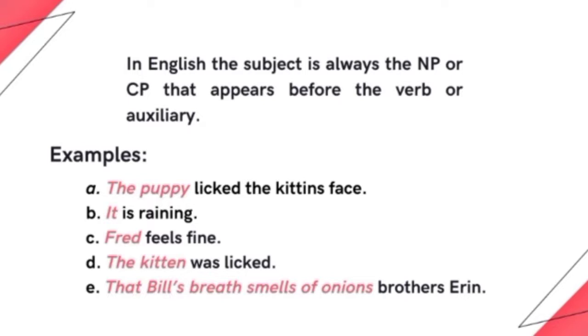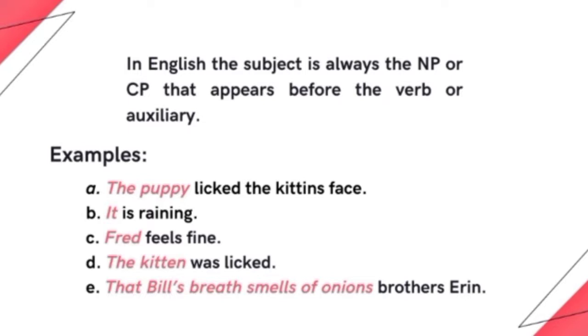Notice that the definition of subject is not a semantic one. It is not necessarily the doer of the action. Let's take a look at the letter C and letter G examples. Fred feels fine. Fred here is the subject, but Fred is not deliberately feeling fine. In letter G, the kitten is the one being licked. So in the kitten was licked, the kitten is the subject. The kitten is the one being licked, not the licker.